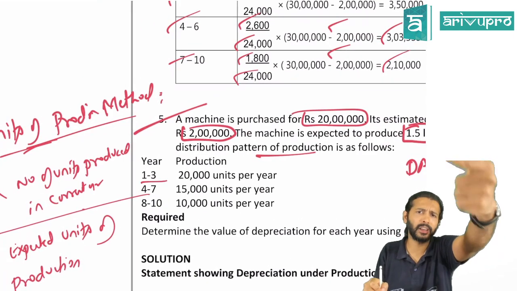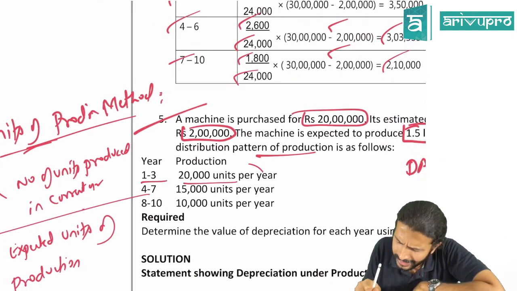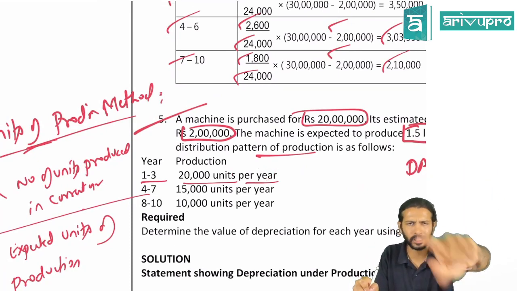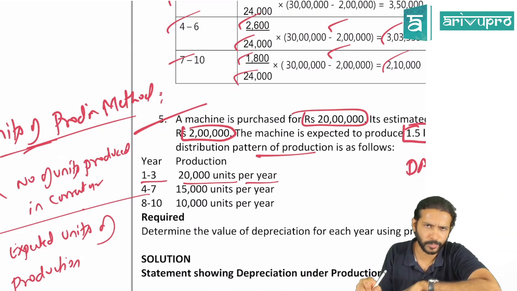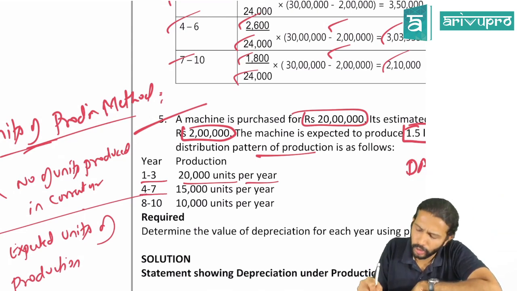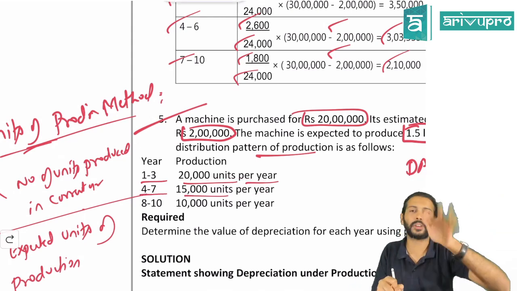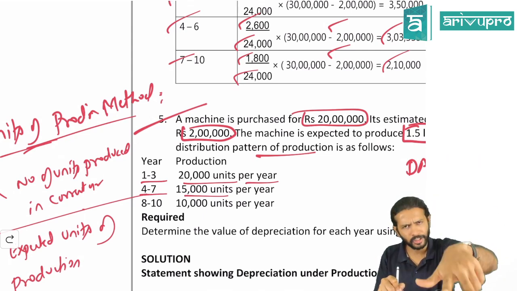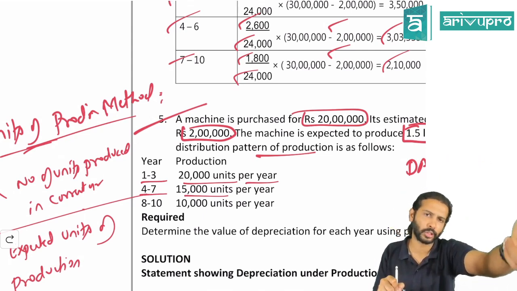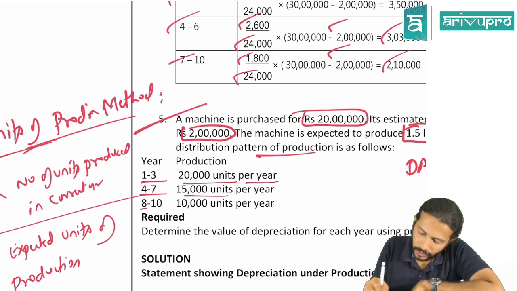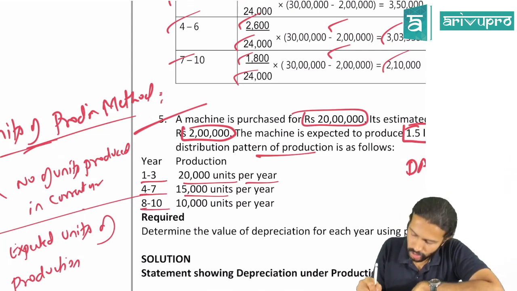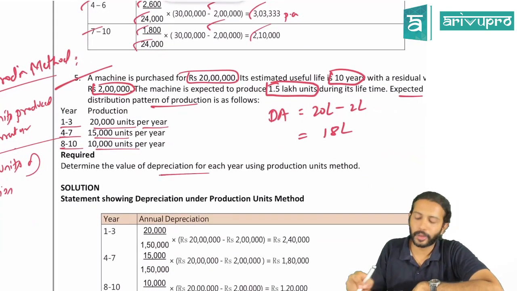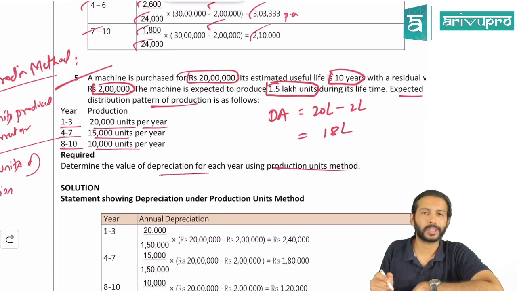For year 1, year 2, year 3, you produce 20,000 units every year. Meaning first year 20,000, second year again 20,000, third year again 20,000. From year 4 to 7, you produce 15,000 units every year. Meaning year 4, 15, year 5, 15 again, year 6 also 15,000 units, year 7 also 15. From year 8 to 10, for the last 3 years, you produced 10,000 units every year. Determine the value of depreciation under units of production method.